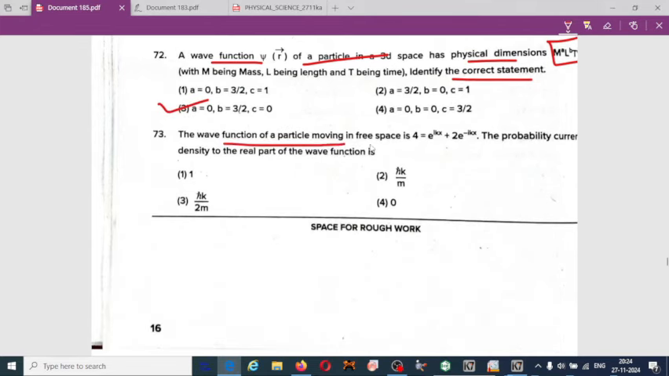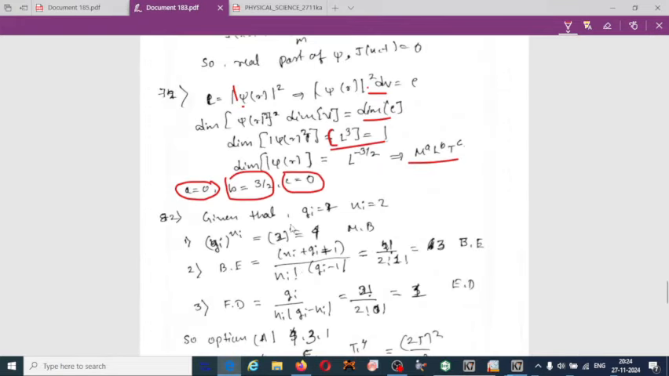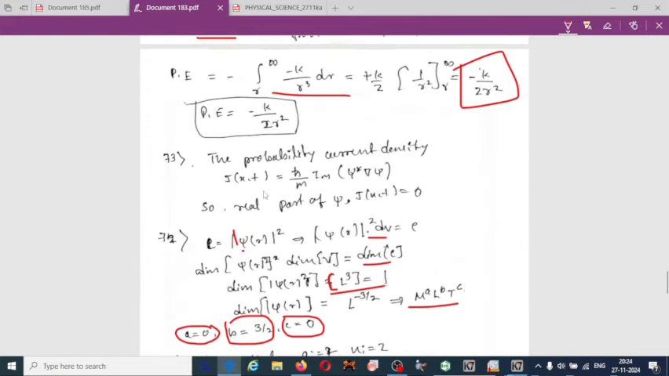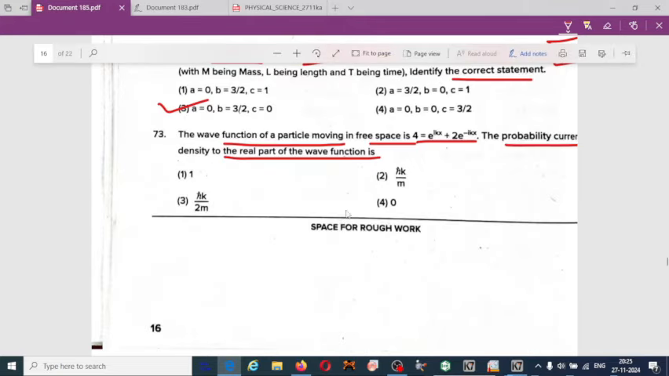The wave function of the particle moving in free space is given by psi equal to this equation. The probability current density of the real part of the wave function is. So the probability current density is given by this equation. For real psi it is equal to 0. Then the 4th option is correct.